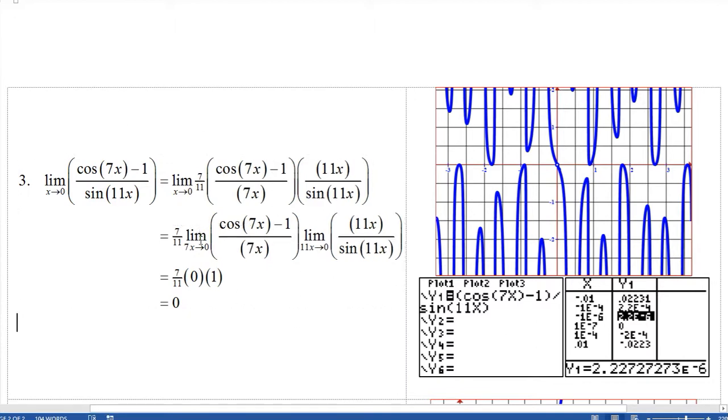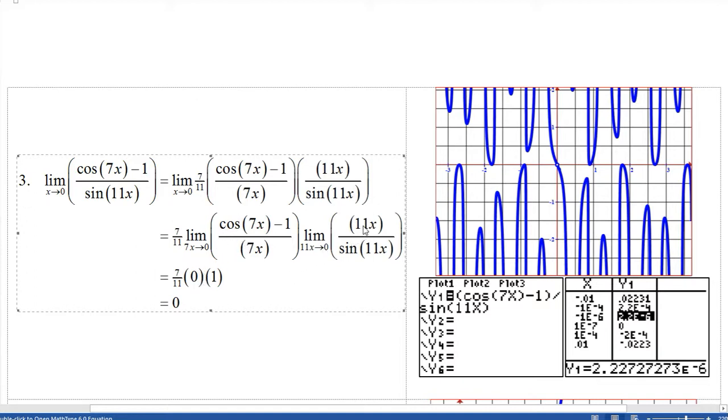Okay, now we got it where we need it. So back to where we were here. Notice that we want this to be cosine of something minus 1 over that same something. So cosine of t minus 1 over t, where t is 7x. Notice as x goes to 0, the 7x, or the t, goes to 0. And so this limit is 0.